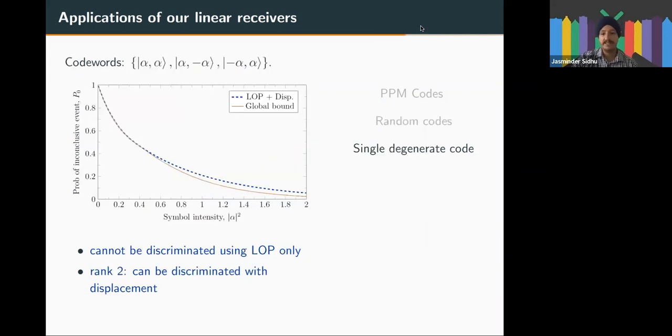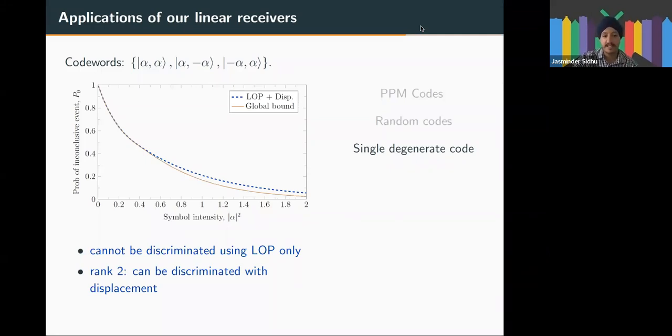Now, we extend this to consider some degeneracy. Shown here is a code word example, a 2-mode code word example with single degeneracy. And in this case, our class 1 receiver without displacement is not able to unambiguously discriminate these states. So we compare our class 1 receiver with displacement to the global bound, and we see that it's near optimal for a range of different symbol intensities.